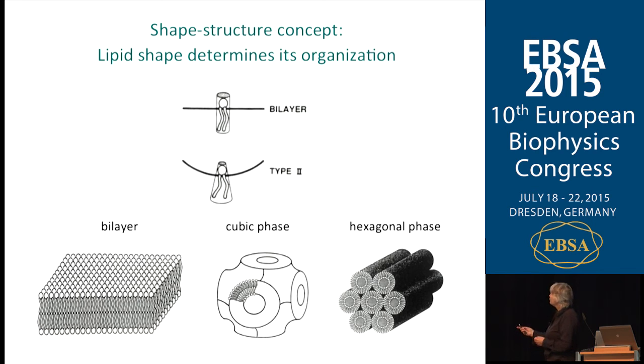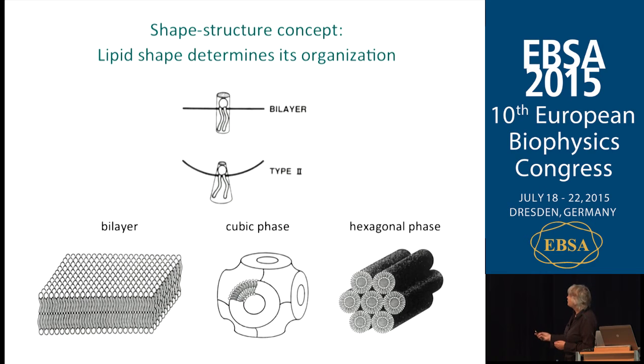But if this curvature is getting more, and if it's really highly curved, like for a phosphatidylethanolamine, then the lipids tend to form a hexagonal phase. And this is a phase in which the lipids organize in long tubes. There's water inside the tubes, and the head groups of the lipids are pointing towards the inside of the tubes, and you have 6 tubes surrounding one tube, and that's why it's called a hexagonal phase.